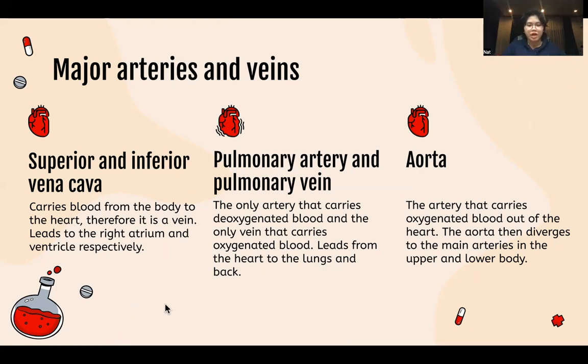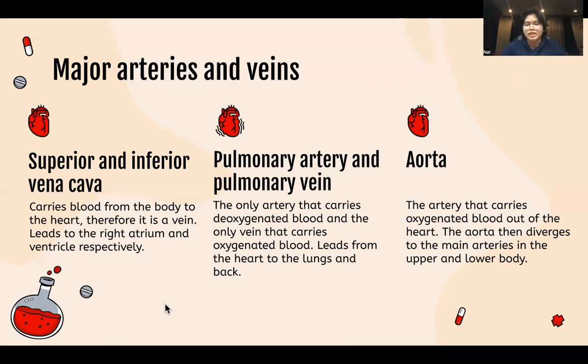Next up is the pulmonary artery and the pulmonary vein. The pulmonary artery is the only artery that carries deoxygenated blood, and the pulmonary vein is the only vein that carries oxygenated blood. These veins and arteries lead from the heart to the lungs and then back again as a part of a closed circuit. The pulmonary artery transports deoxygenated blood into the lungs for gas exchange. And the pulmonary veins transport oxygenated blood from the lungs into the left ventricle.